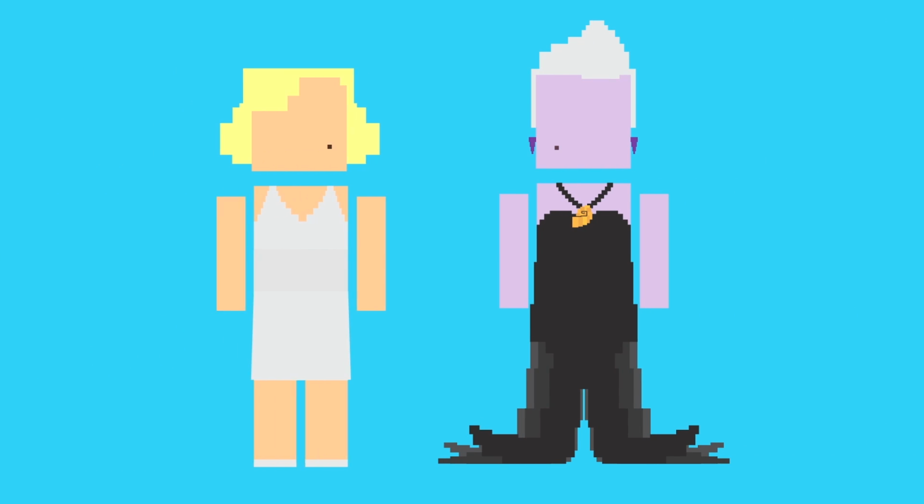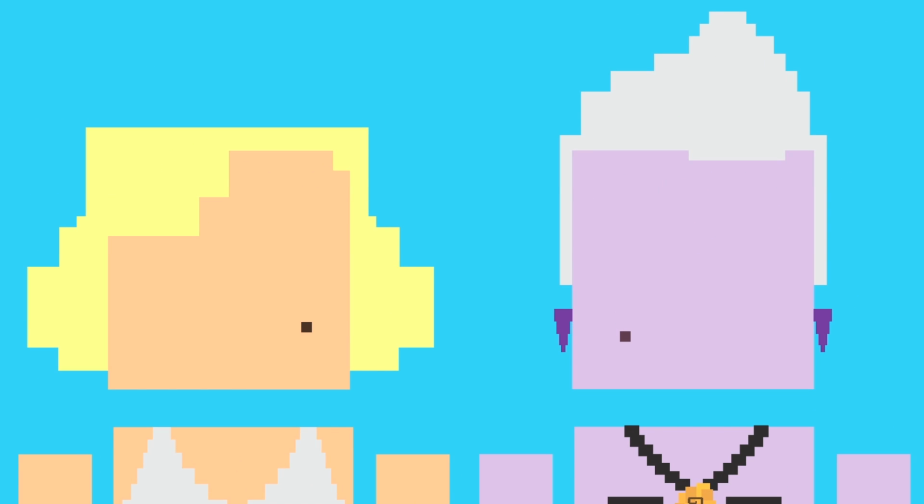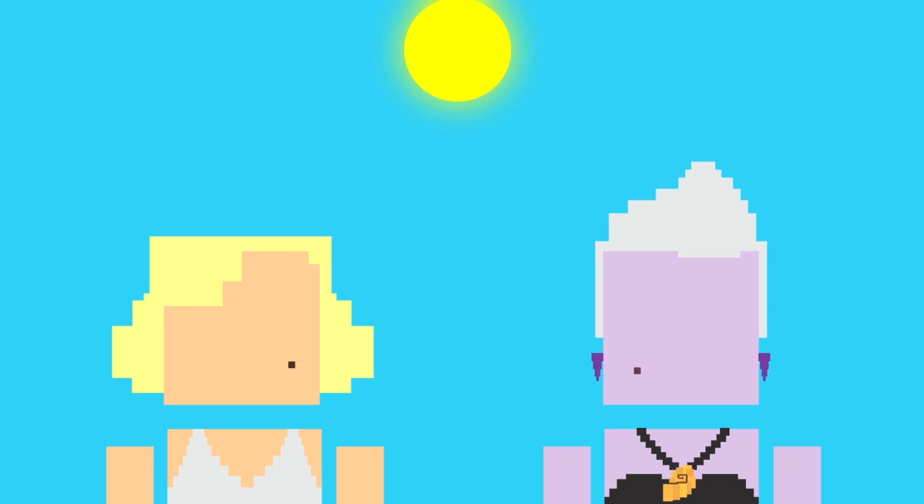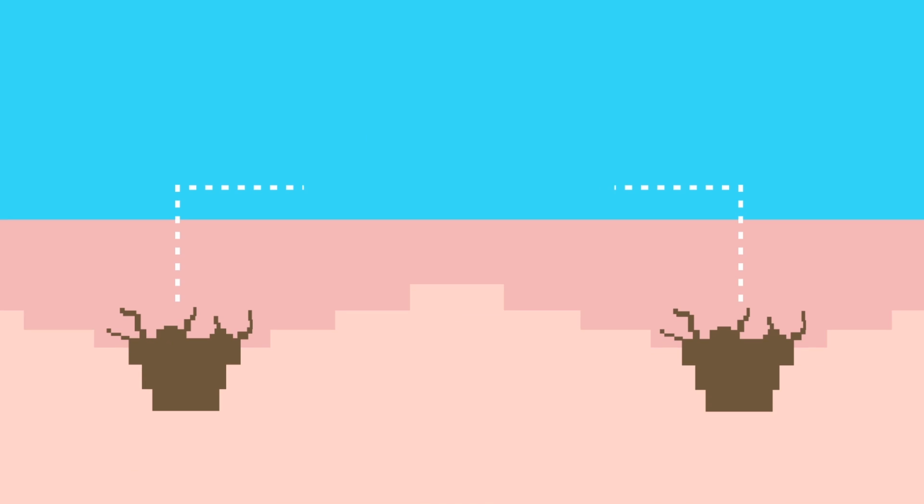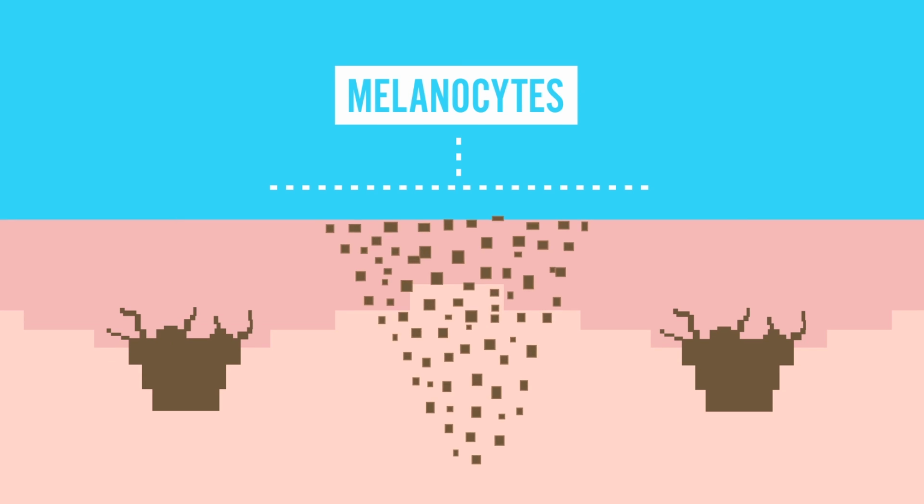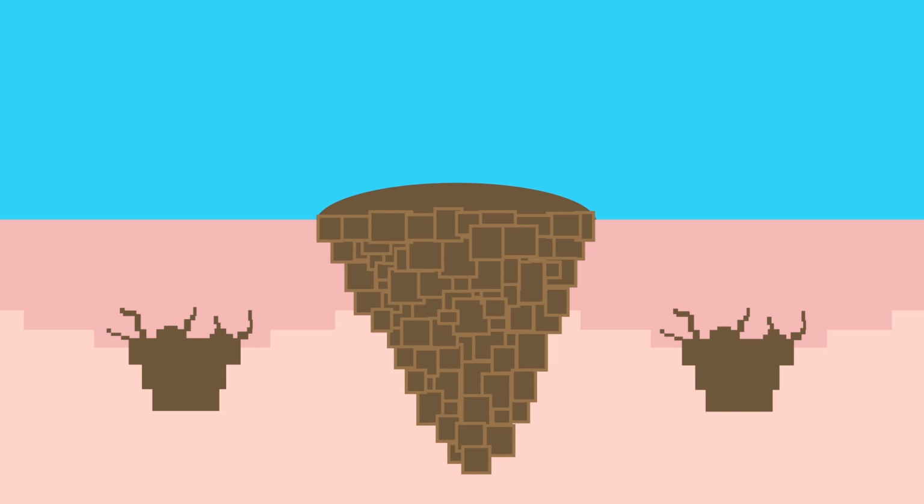And then we have moles. Whether they're on the face of a Disney movie villain or Marilyn Monroe, moles are incredibly common and usually occur in areas exposed to the sun. They're formed from clusters of melanocytes, which produce melanin, giving your skin its color, hence why they are so dark.